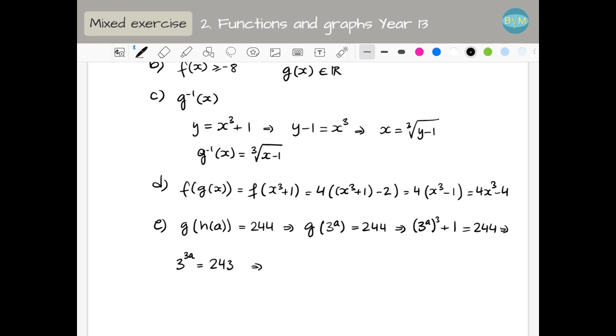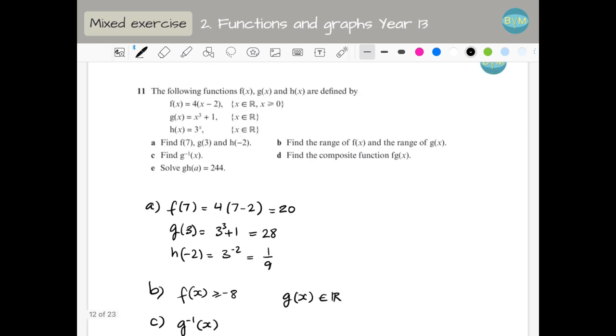We can take logs, or you can notice that 243 is 3 to the power of 5. Yeah, it's quite easy. If you divide just once by 3, you get 81 that you know is a power of 3. So that means if the powers are equal, the exponents must be equal. So 3a is going to be equal to 5. Therefore, a is 5/3. Yeah? And that's all with this question. It's just quite straightforward.